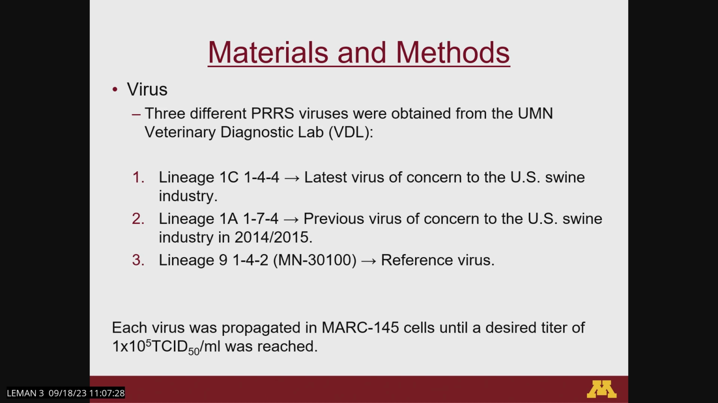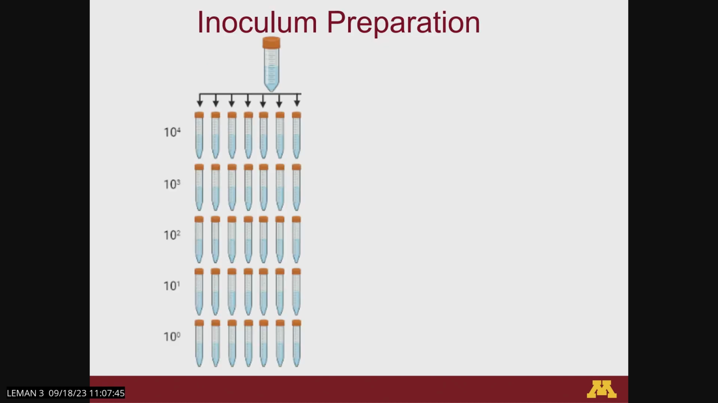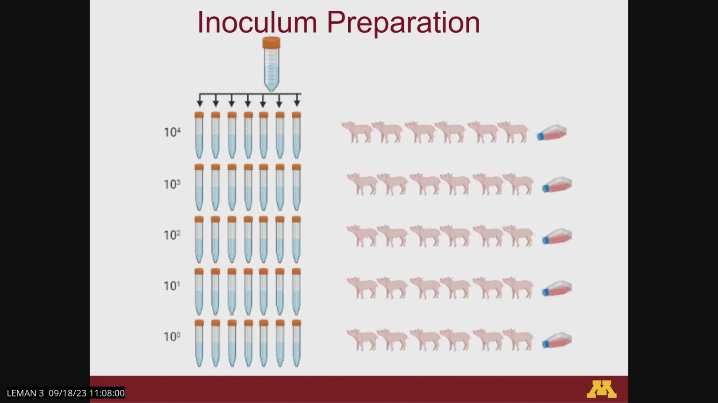Each one of these was propagated in MARC-145 cells until a desired titer of approximately 10^5 TCID50 per ml was reached. Once we gathered this, we said we need more dilutions or doses to test. So from this first inoculum, we did 5 tenfold dilutions. So we have 7 doses from 10^5 down through 10^4, 10^3, 10^2, 10^1, and 10^0. 7 doses because 6 were destined for pigs, 1 for titration.